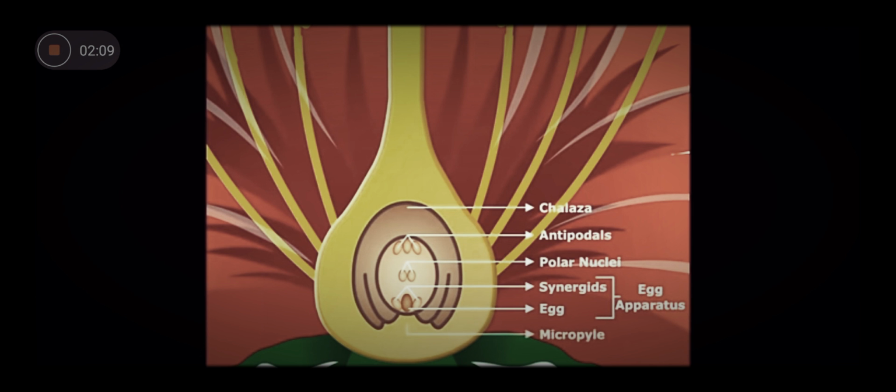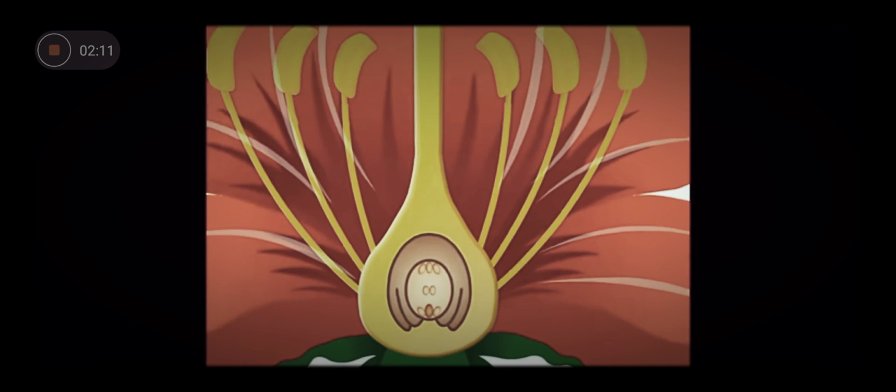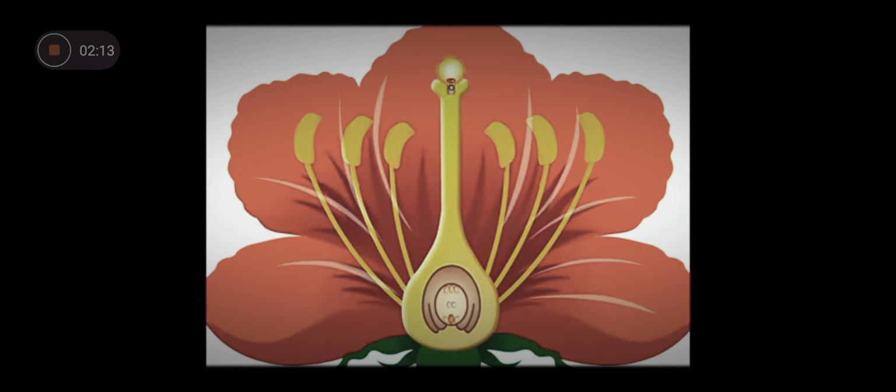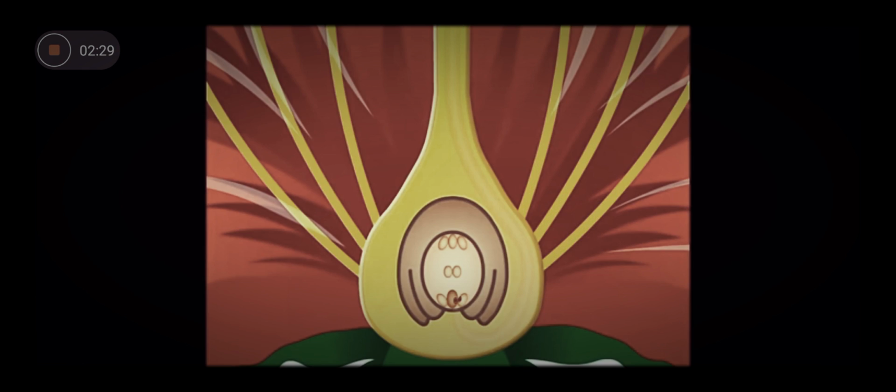The pollen tube emerges from the germ pore. The haploid generative cell divides to form two male gametes. The pollen tube enters the embryo sac through the micropyle. It enters through the degenerating synergid or between the egg and the synergid.